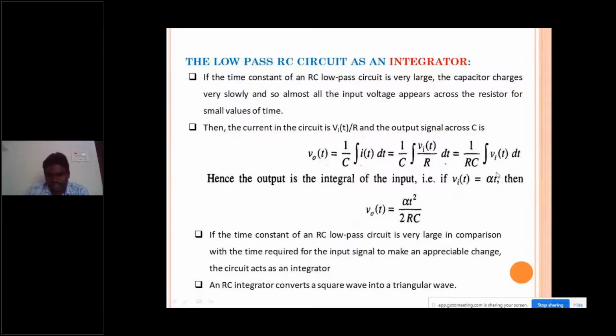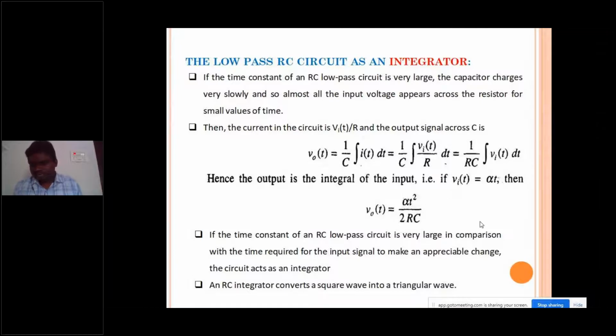Now if you observe this expression clearly, this output voltage is proportional to the integral of the input. That is why I can say that it is an integrator. As you go on substituting different input values, you can verify it. So what is the condition that we need to consider for this? The low pass circuit acts as an integrator for a large time constant.